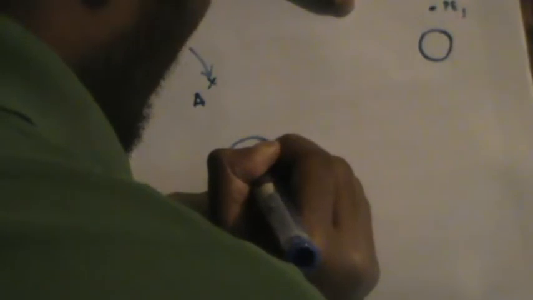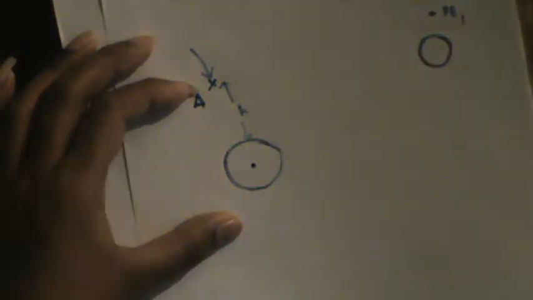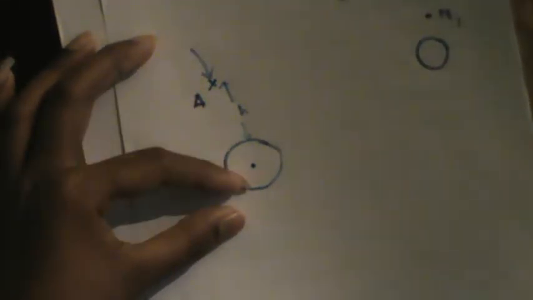If I take the earth to be like this, so this is the earth and this is the center of mass of the earth, now I'm going to measure the distance between this point and the earth. I'll take this distance to be h, right? h means the distance from the surface of the earth to this point, and the radius of the earth to be r.